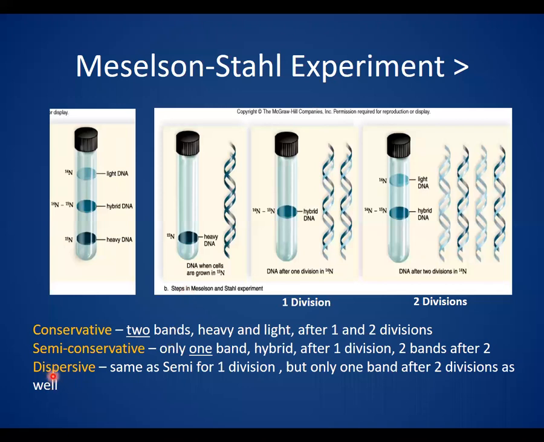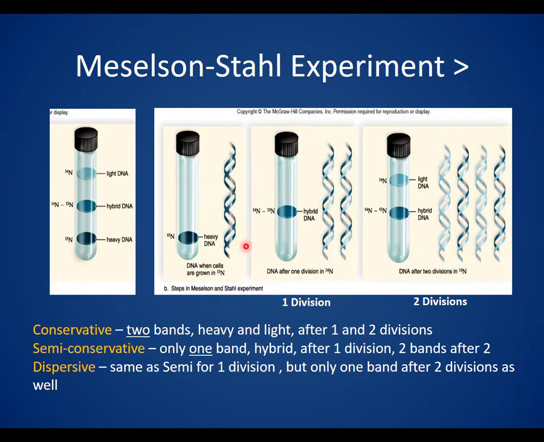If it was dispersive, then you would expect to see a hybrid band after the first generation. But you would also see a hybrid band after the second generation, because everybody's DNA was a mixture of heavy and light nitrogen. They didn't see that either.